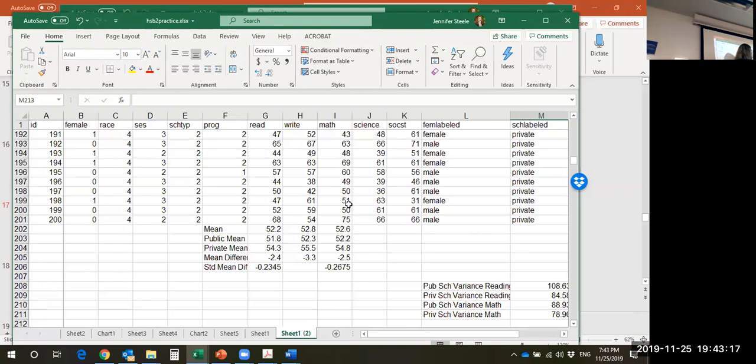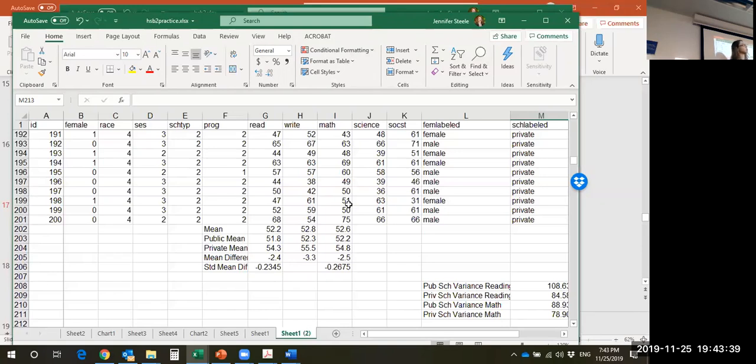It would be a little faster if you use this one. If you don't, it's almost as fast. The instructions still tell you how to do everything. So what we want to do is basically know whether this negative 2.4 is statistically significant. In other words, is this gap between public and private for these 200 kids generalizable to all high school kids?